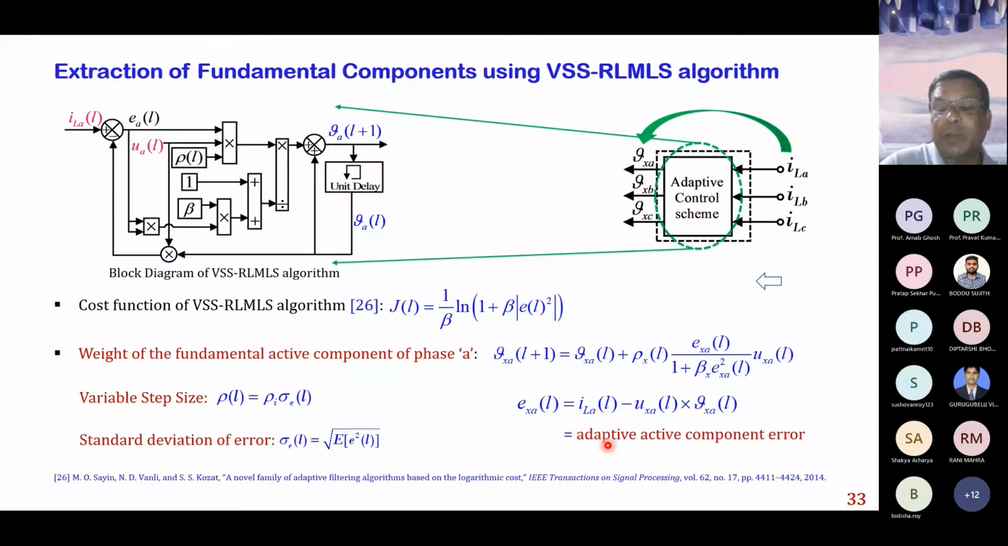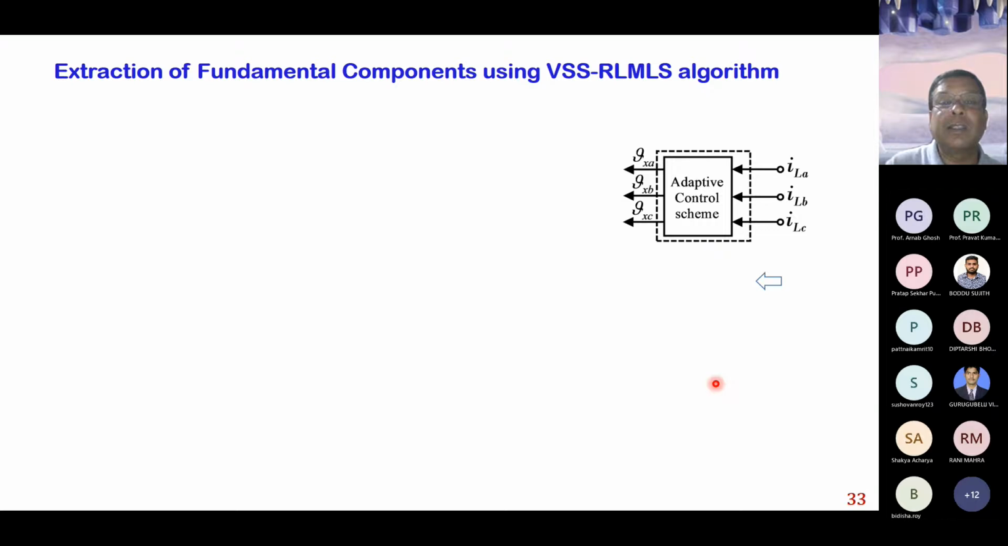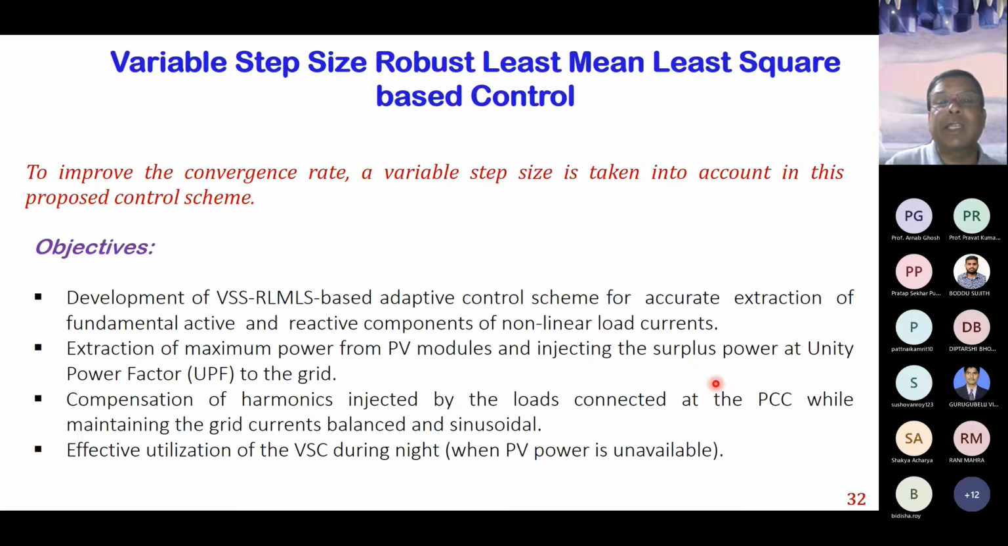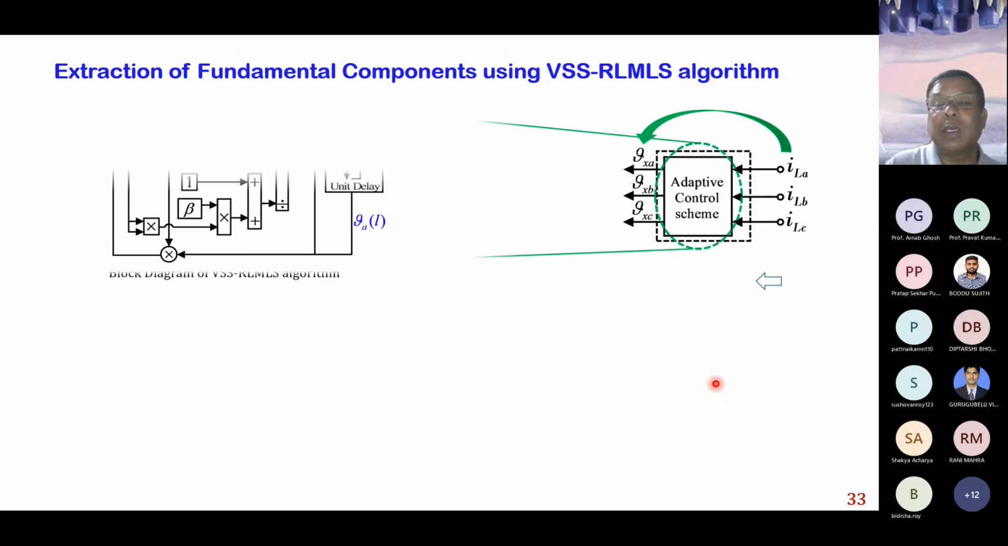The adaptive component of the error is the load current minus the in phase quadrature unit template and the corresponding weight. So that basically is here, the EXL. By using this cost function, this is the weight updation algorithm used in the adaptive algorithm, that is basically the variable step size robust least mean least square based control algorithm.